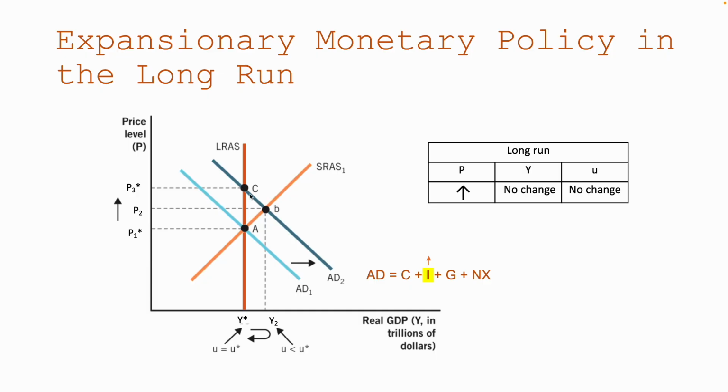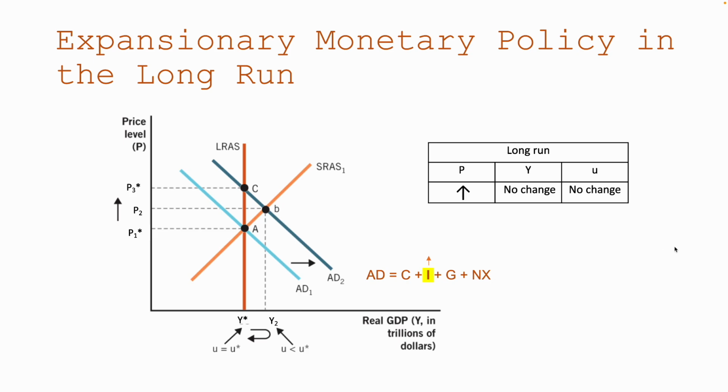But if you look at what happens to the Y, the real GDP variable, and the U, the unemployment variable, they kind of go back in line with the original point we started at, Y star and U star. And so there's effectively no change in the long run. GDP was up, but it's going to decrease back down to its original level. Unemployment was down, less than U star, but it's going to increase back to being equal to the natural rate. So there's effectively no change long term.